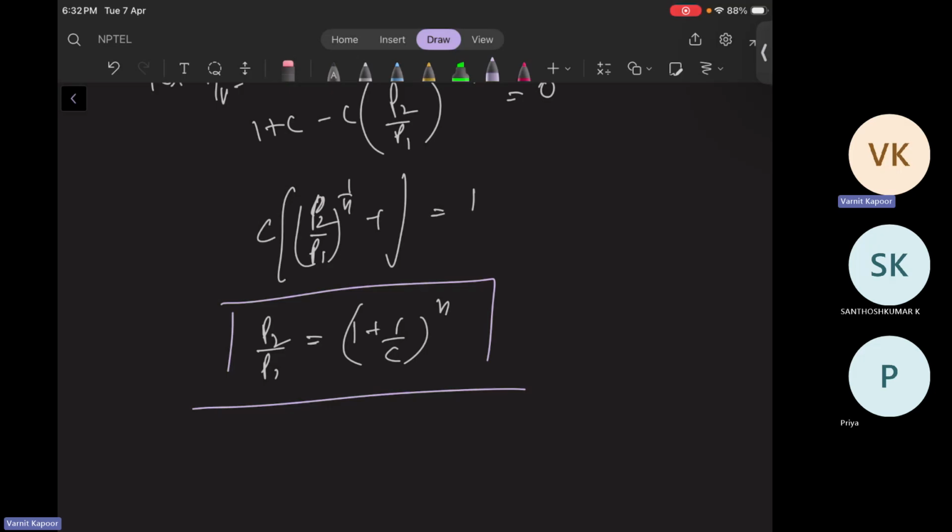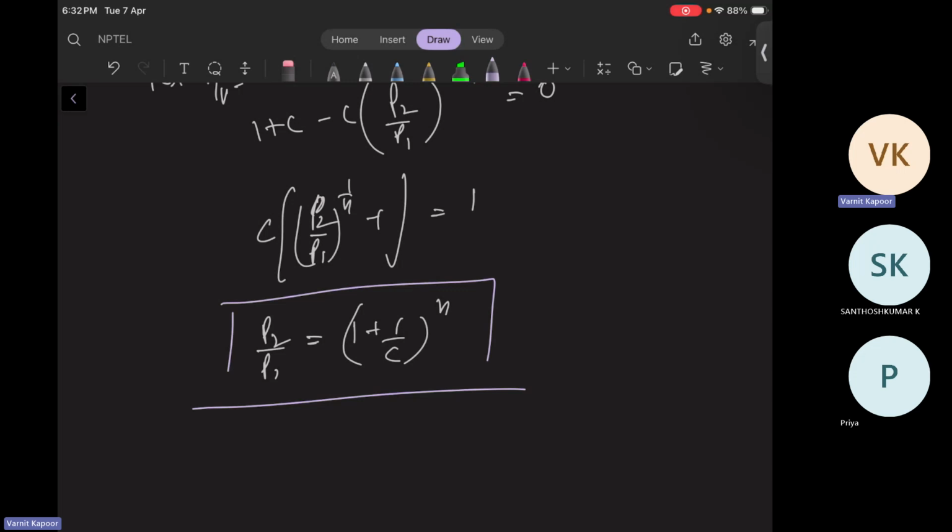Any doubts still here for the multi-stage compression? If you have any doubts, please ask. Santosh, any doubts? Am I audible? Hello? Okay.